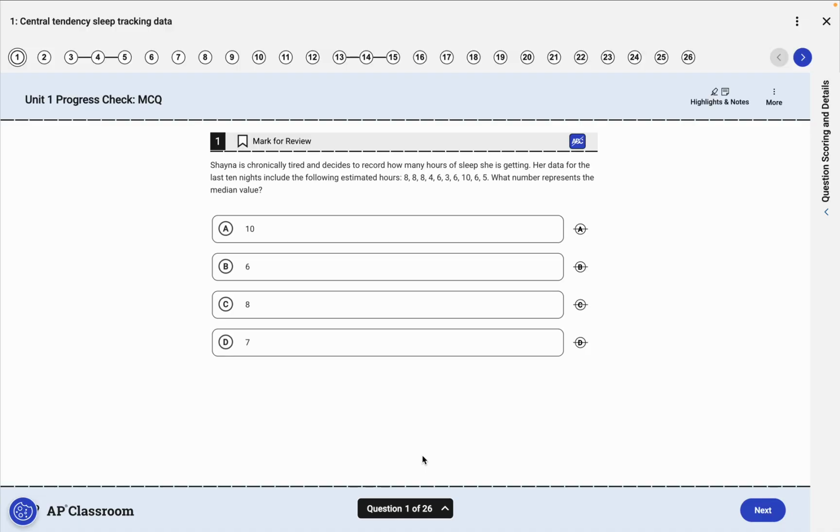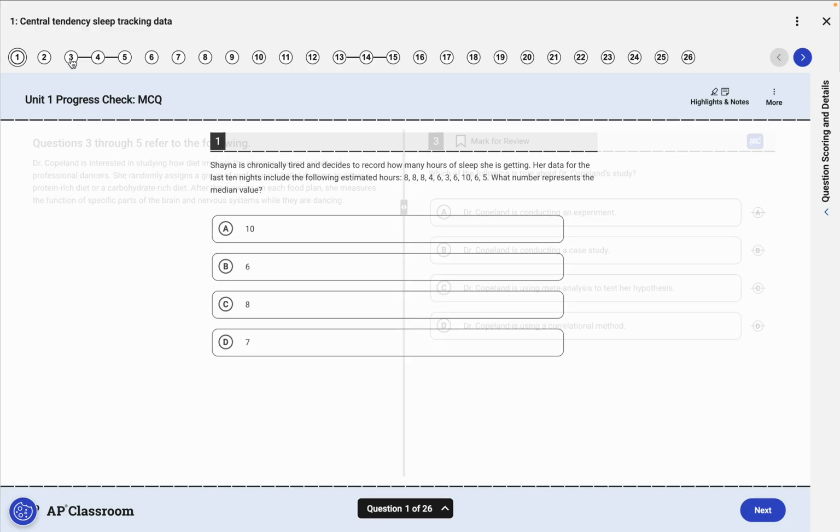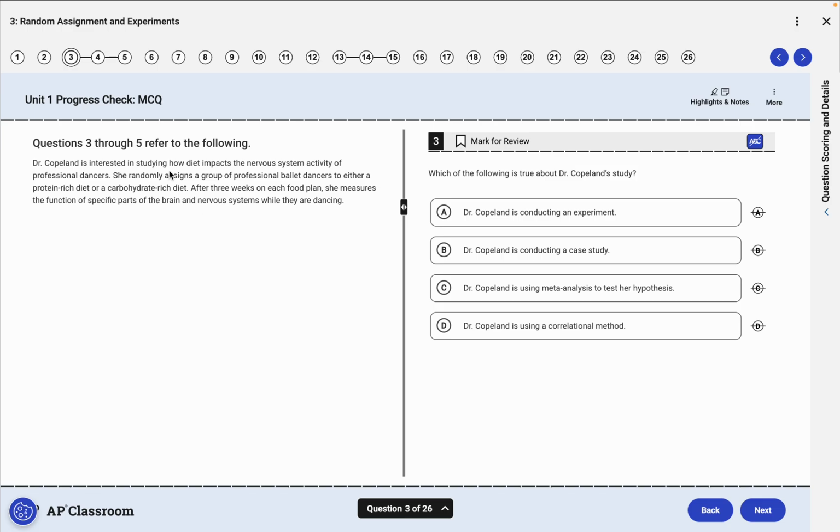It's 26 multiple choice questions. The topic review questions, like topics 1.1 through 1.6, would have geared you towards being prepared for this. These are questions that are actually going to be on the exam. Number 3, same thing, but now they're tied together.